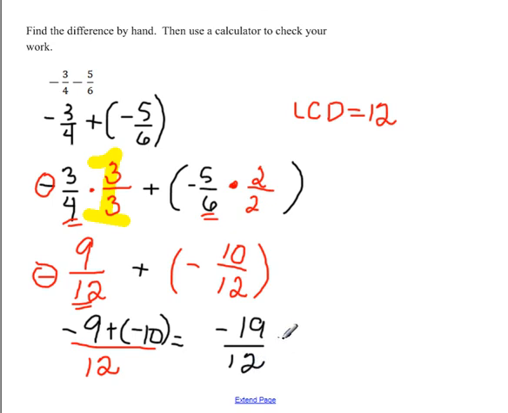And for our final answer, we'd like to have the negative out front. So I'm going to bring my negative out front of my fraction and write the final answer as -19/12. Now let's do a quick check on our calculator just to be sure that we did this correctly.